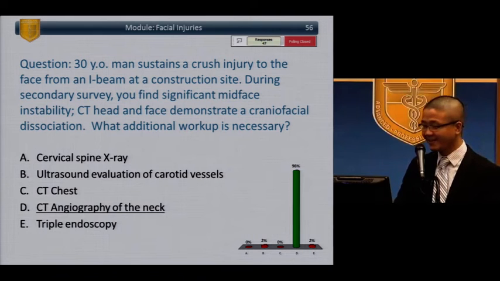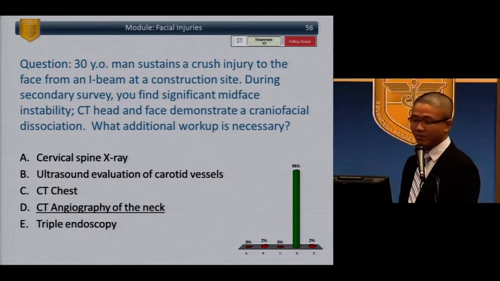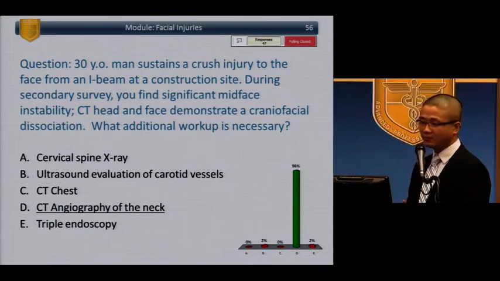Let's say 2% of you said ultrasound evaluation of the carotid, 2% said triple endoscopy. Definitive diagnosis will require a CT angio, because what we're asking about here is blunt cerebral vascular injury.